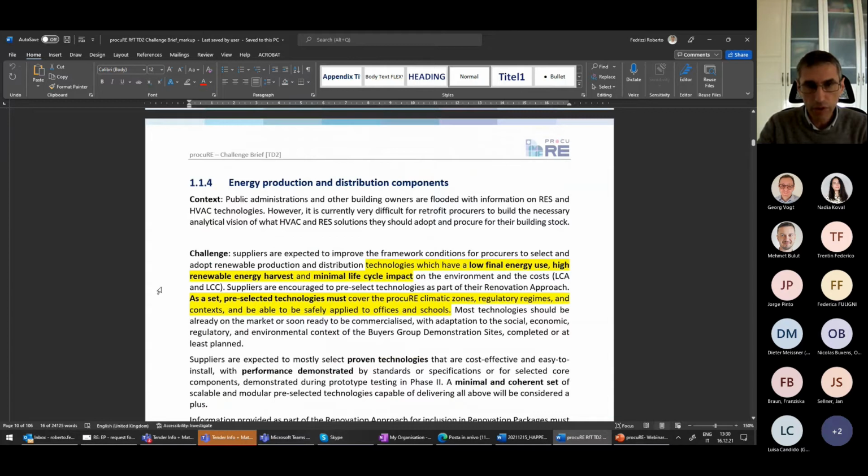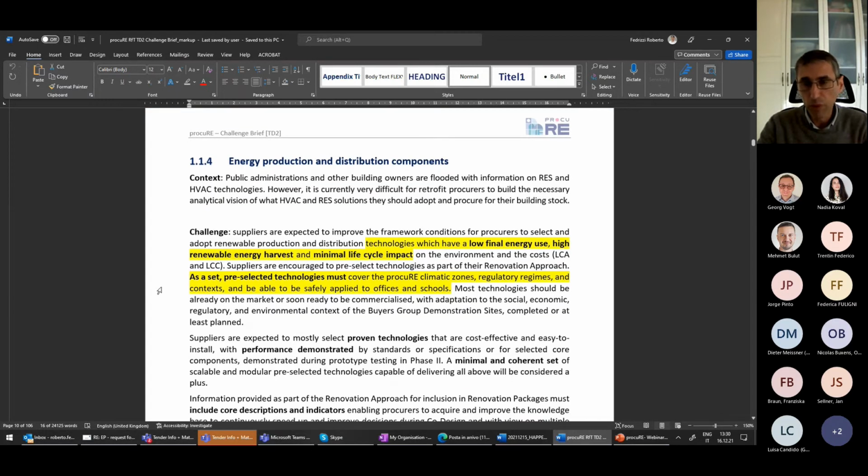When it comes to the single components, energy production and distribution components, we request suppliers to look into technologies that obviously require low final energy to be run, and that allow obviously to harvest a lot of renewable energy on site. And we request suppliers also to look into the life cycle impact of the technologies. That is going to be really relevant in the future, and procurers look into this aspect also.